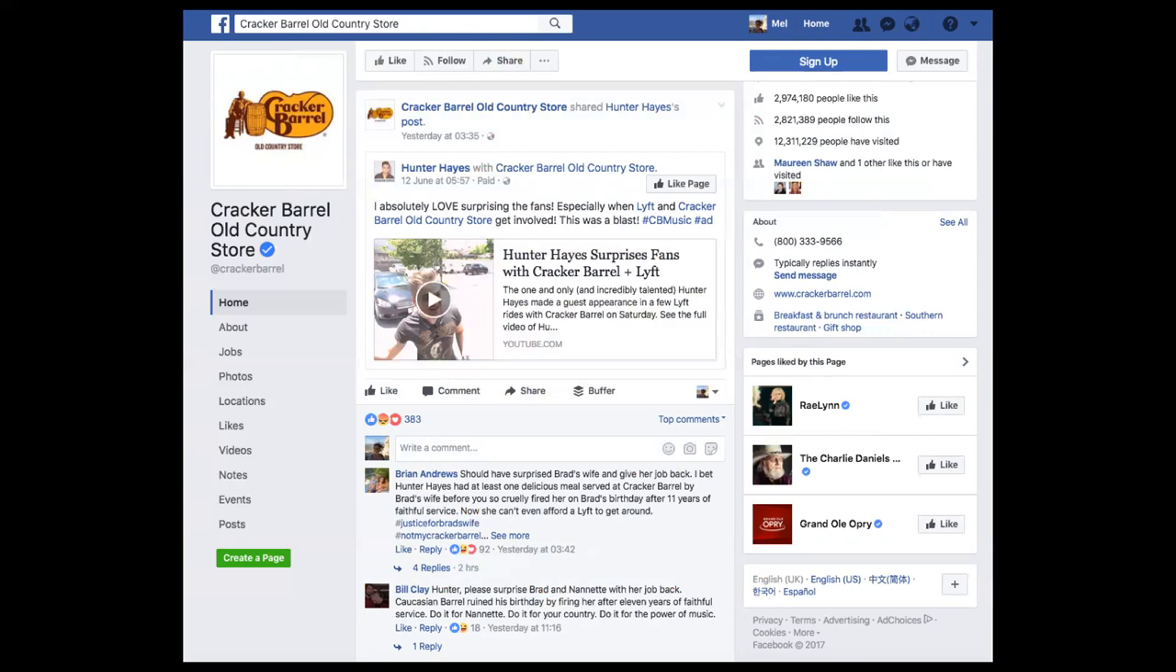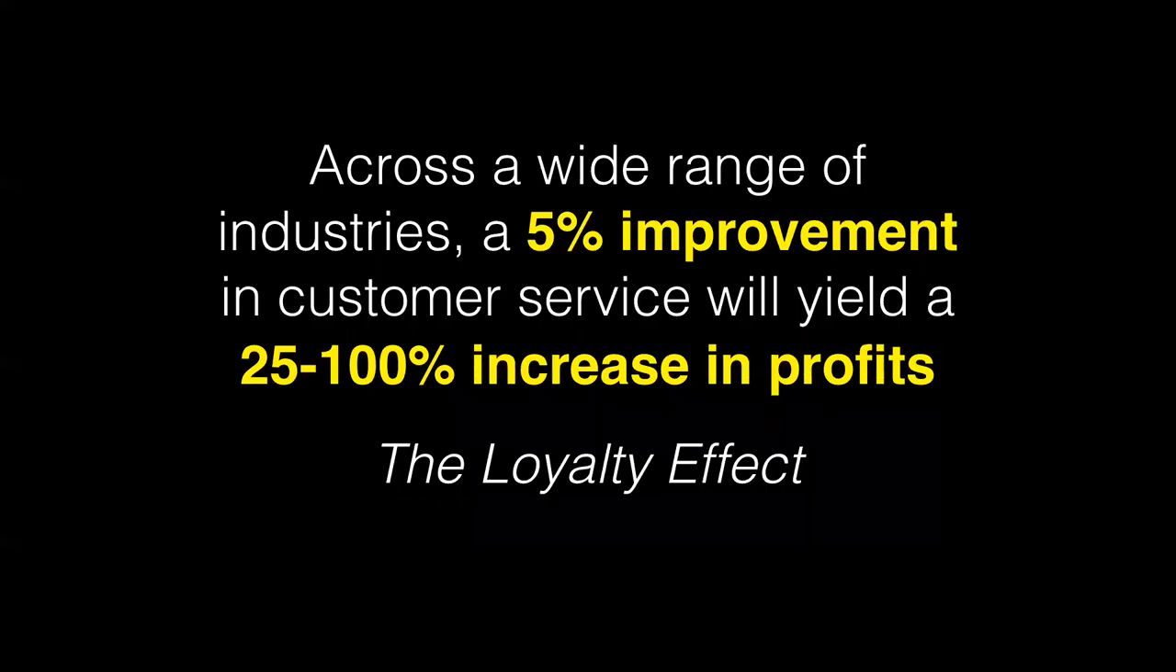What you're wanting to do is create loyalty. And there's research that shows across a wide range of industries, a 5% improvement in customer service will give you a 25 to 100% increase in profits. So think about how you can use customer service more effectively across social media.